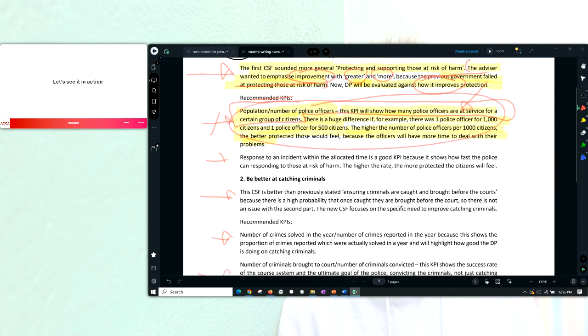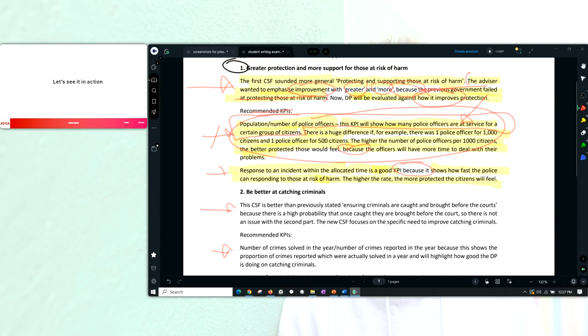Now, every answer doesn't have to be as huge as this one. Response time to an incident within the allocated time is a good KPI because it shows how fast the police can respond to those at risk of harm. The higher the rate, the more protected the citizens will feel. Guys, look at this. Because. Say because in your answer, or as, right? You got to use that conjunction to link to writing more. Okay, team?